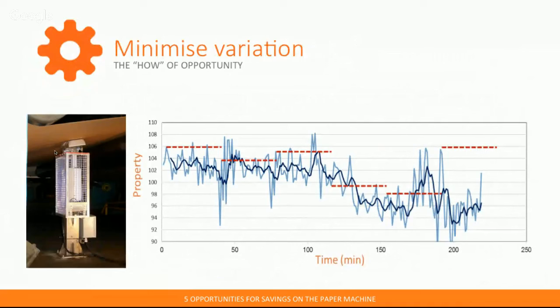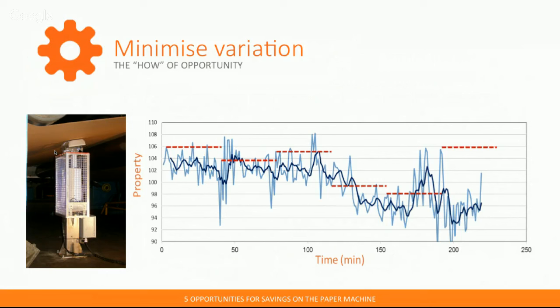Okay, strategies 4 and 5, they're really related. So take a second to look at this plot. It's a plot of percentage property against time. Now the red dotted lines represent the top of reel result. For all intents and purposes, when you take a top of reel result, that's the result until you take the next top of reel result. And that's how it's presented on this graph.